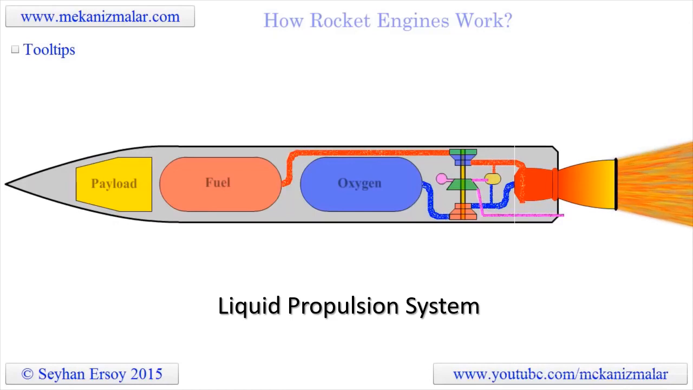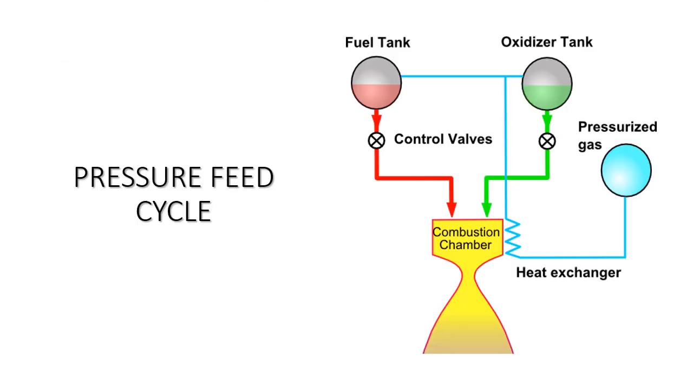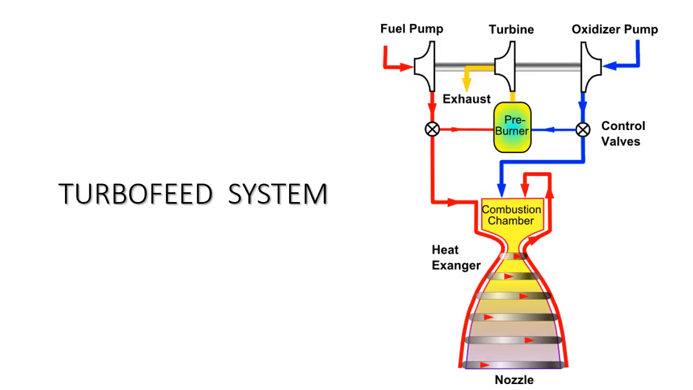After the solid propulsion system, we are going to talk about the liquid propulsion system. Here you can see a simplified diagram. There is a fuel and oxidizer mixed in the combustion chamber and ejected through the nozzle. Liquid propulsion systems are of two types: pressure-fed cycle and turbo-fed system. In the pressure-fed cycle, pressurized gases are used to push the fuel and oxidizer into the combustion chamber. In the turbo-fed system, turbo pumps are used to get the fuel and oxidizer into the combustion chamber.